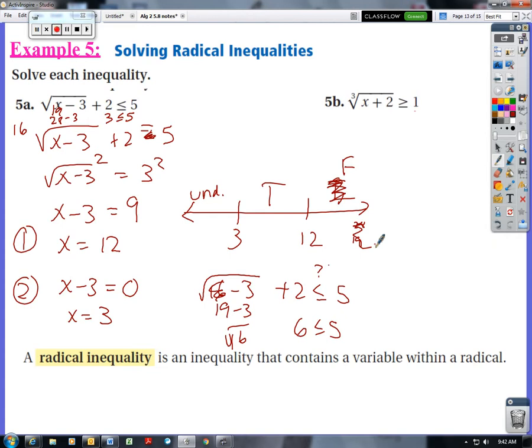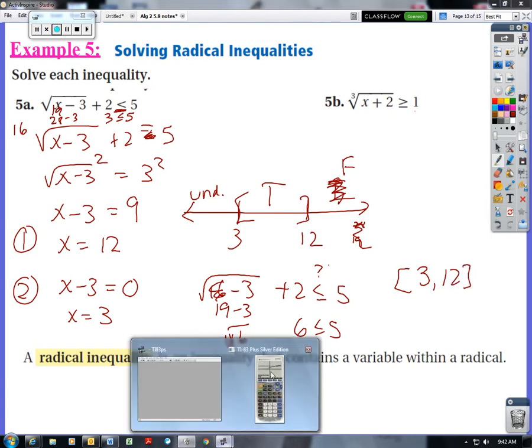So again, I have a true interval between 3 and 12, and it's a less than or equal to, so these are going to be square brackets. So it's going to be from 3 to 12 inclusive. Let's check it on the calculator.